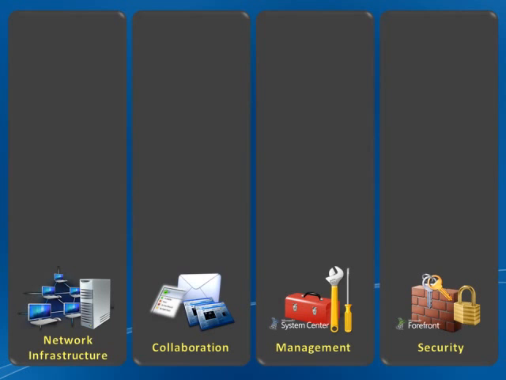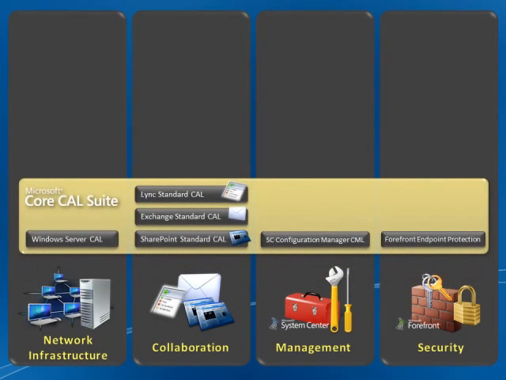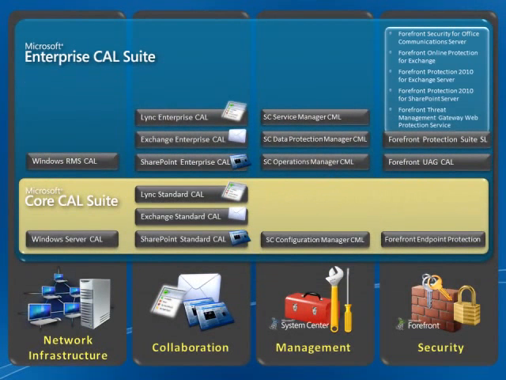Now, the first suite is known as the Core CAL suite, and this consists, as you can see, of 6 licenses. Your Windows Server CAL, Exchange, SharePoint and Lync standard CALs, System Center Configuration Manager Client Management License and Forefront Endpoint Protection. The other suite is the Enterprise CAL suite. And the Enterprise CAL suite consists of the whole of Core CAL, plus all of those extra CALs that you can see on the slide, such as the Exchange, SharePoint and Lync Enterprise CALs, some more of the management licenses for our System Center products, and also some more of our Forefront licensing.